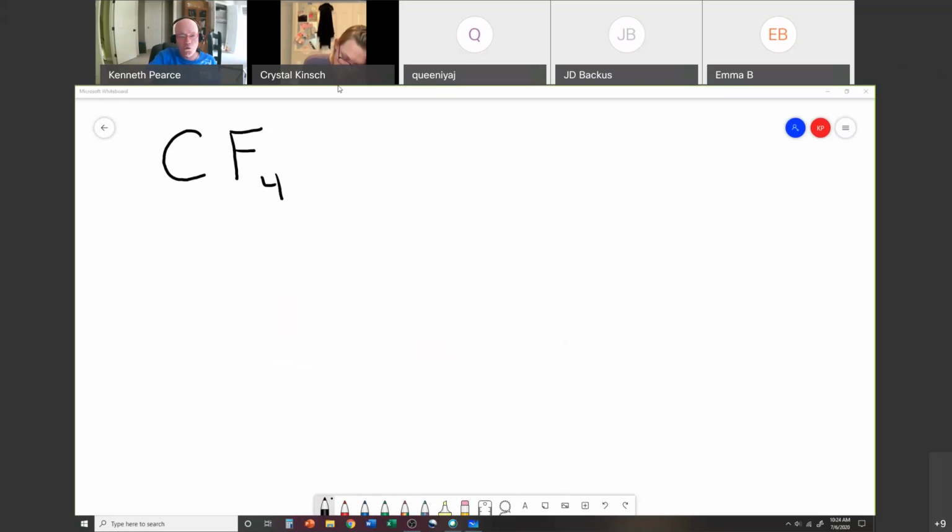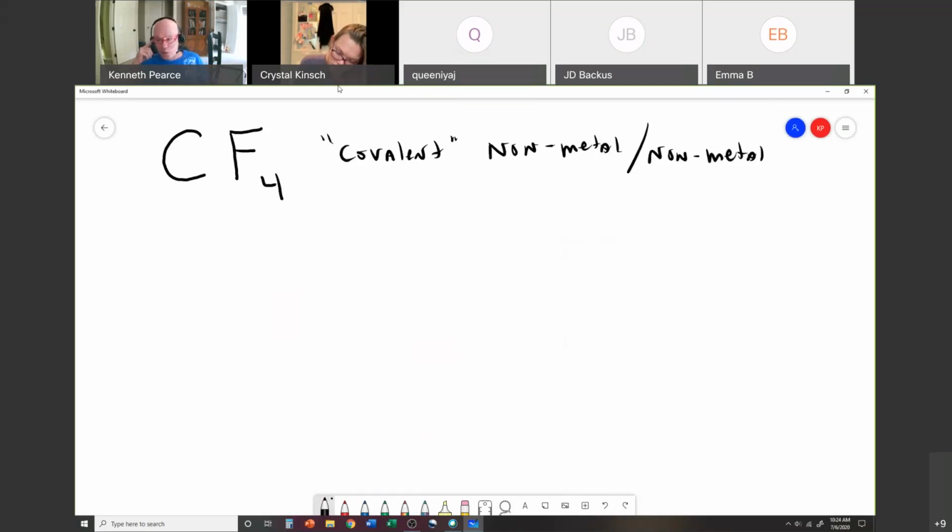So how do we name this? First off, this is a covalent molecule. How do I know it's covalent? It is a non-metal with non-metals. Okay, that's how I know it's covalent. It's a non-metal with a non-metal. Carbon is in our non-metals, fluorine's in our non-metals, okay? So I know it's covalent. Covalent also means shared electrons, okay? So we're sharing, all right?